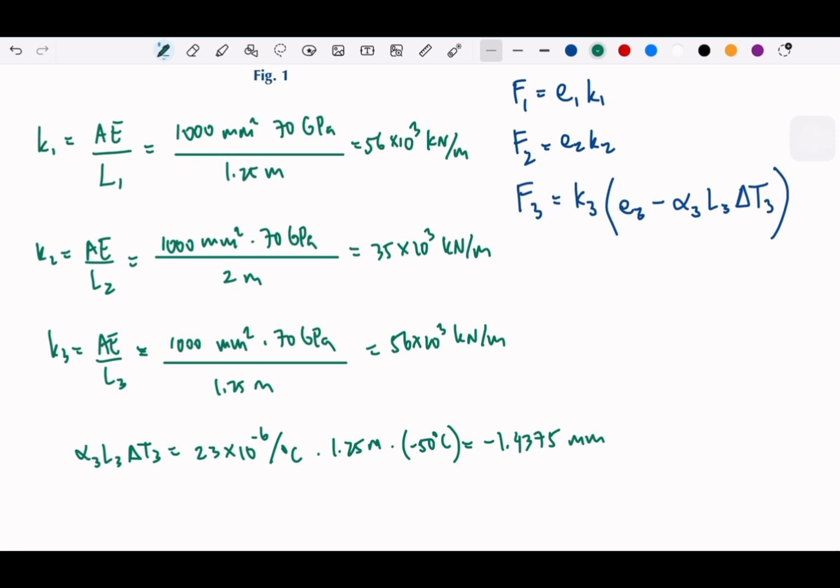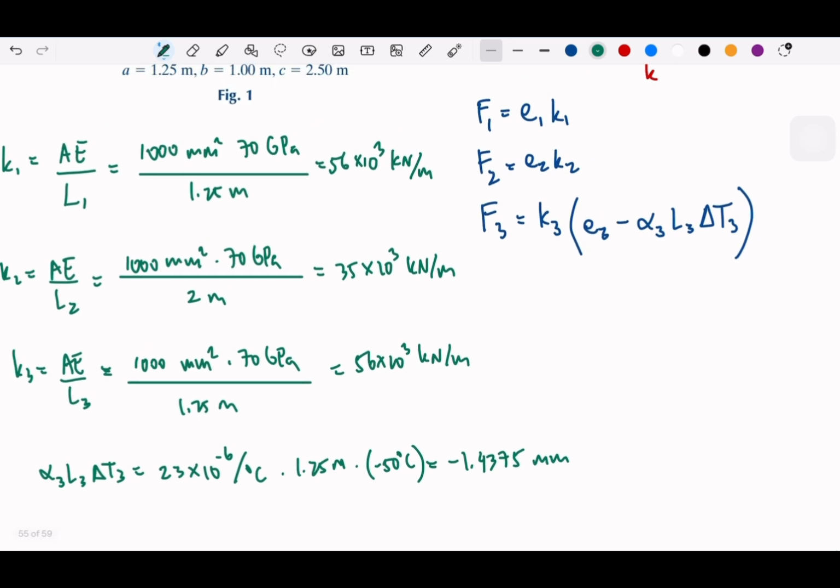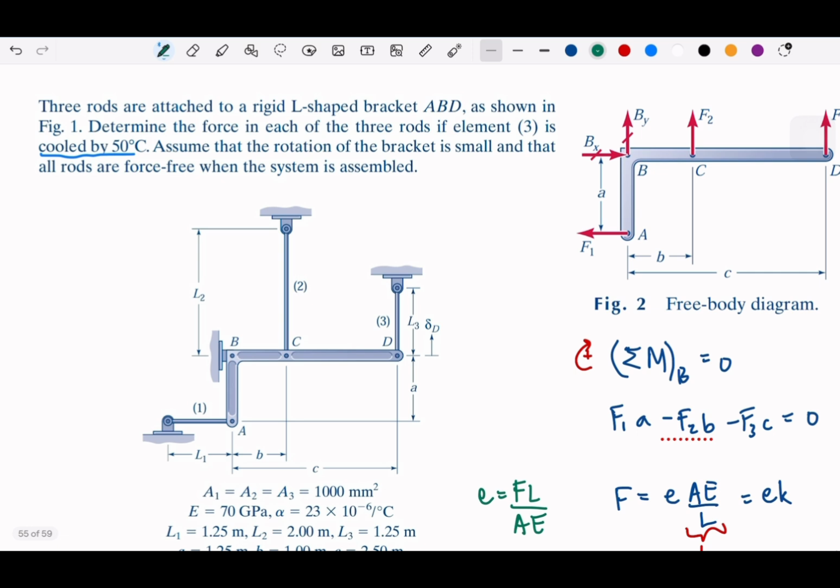Okay, so we have now all the results for K1, K2, K3, and the effect of temperature. So basically, what we are going to do next is assume the deformations. Since, if we see the picture, the rotation is very small, but it will rotate. So if you imagine, since element 3 is cooled by 50 degrees Celsius, and cooled means in the temperature effect it will be shortened. So imagine that L3 is going to be reduced. It's going to be very small, it's going to be smaller.